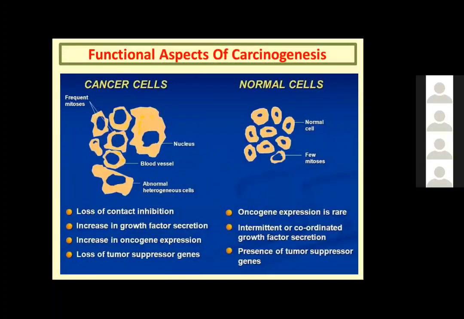The functional aspect of carcinogenesis also shows some of the characteristics of the malignant phenotype. In the malignant cell, as we can see here, we get loss of contact inhibition. Contact inhibition is a very important biological phenomenon, and it was first discovered in yeast cells, where yeast colonies only reach a specific size and stop division and growth.